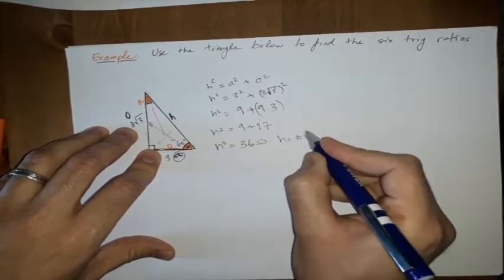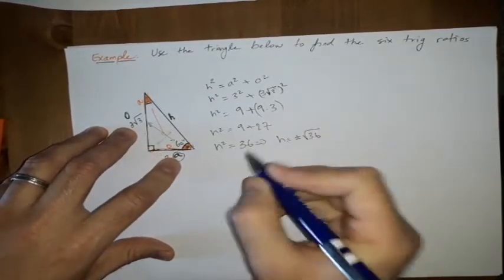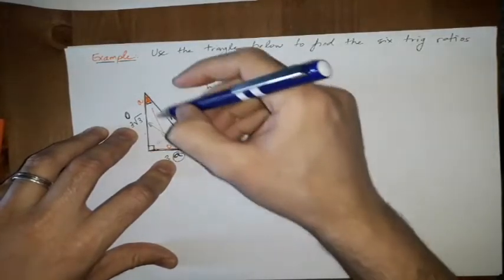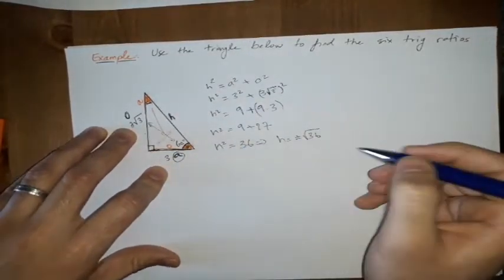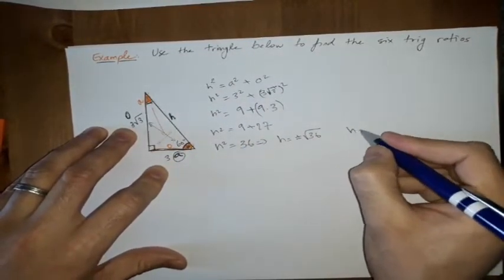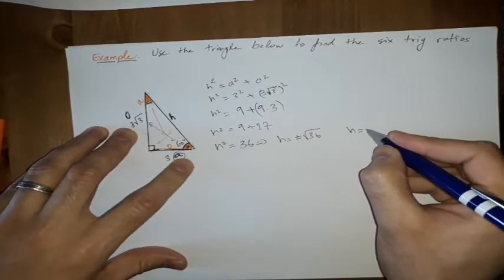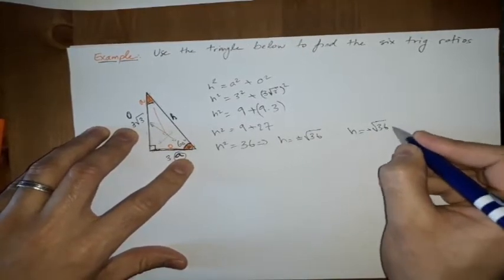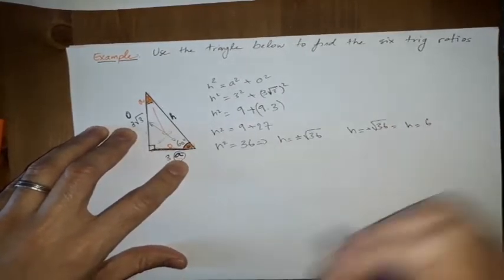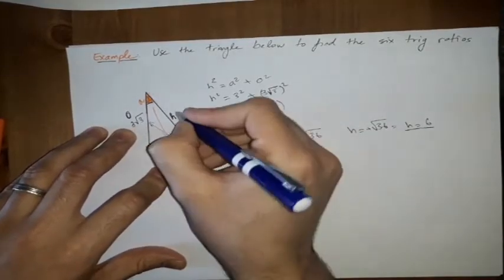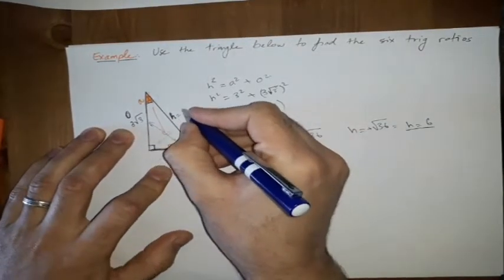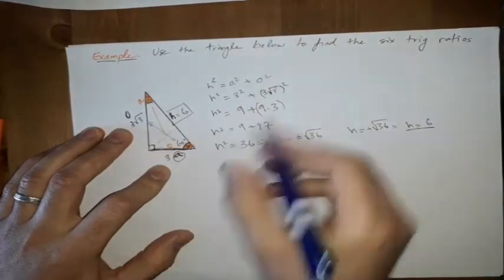So that means h equals what? Positive or negative square root of 36. Because we talk about length, we're going to keep only the positive value. So h equals positive square root of 36, and h equals what? 6. So now we found what h equals. It's 6. This is one way.